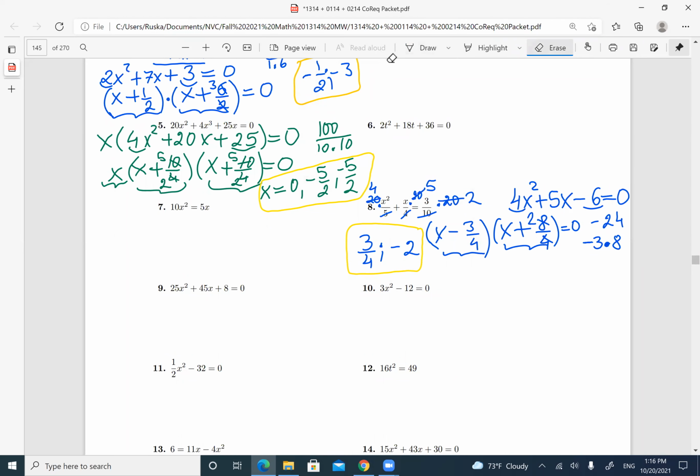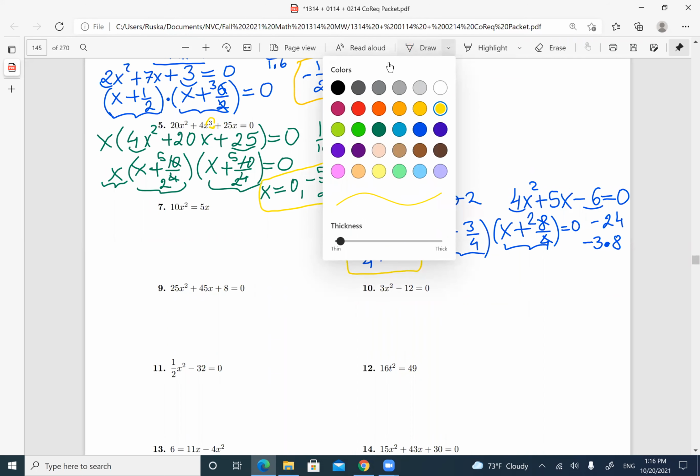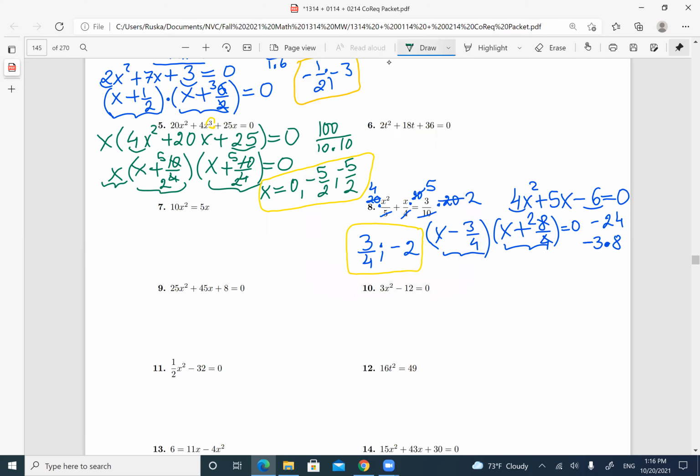So we get 3 answers. If the highest exponent is 2, you get 2 answers. If it's 1, you get 1 answer. So the highest exponent of the polynomial is going to give you how many solutions you're going to get. Okay? The maximum number of solutions. Everybody good with that? Now let's go ahead and do 9 and 10.